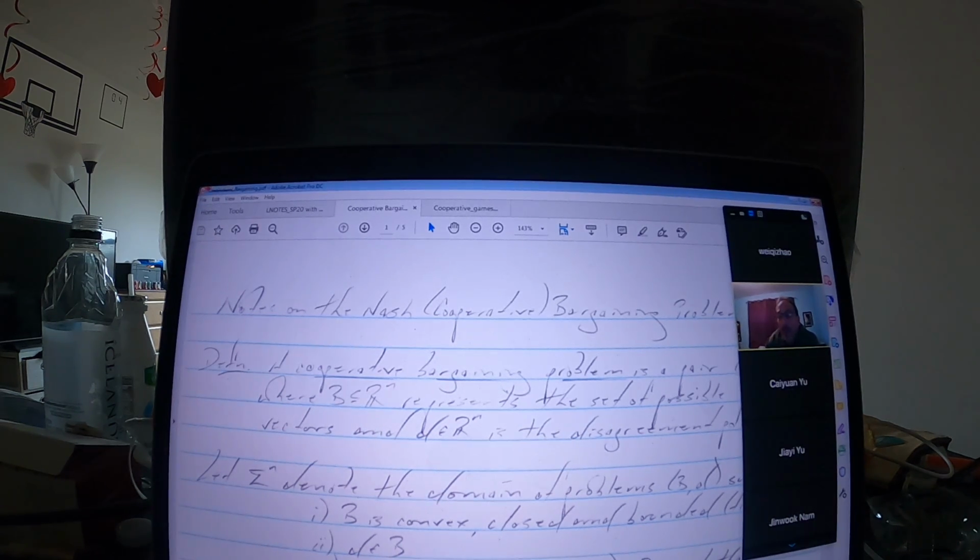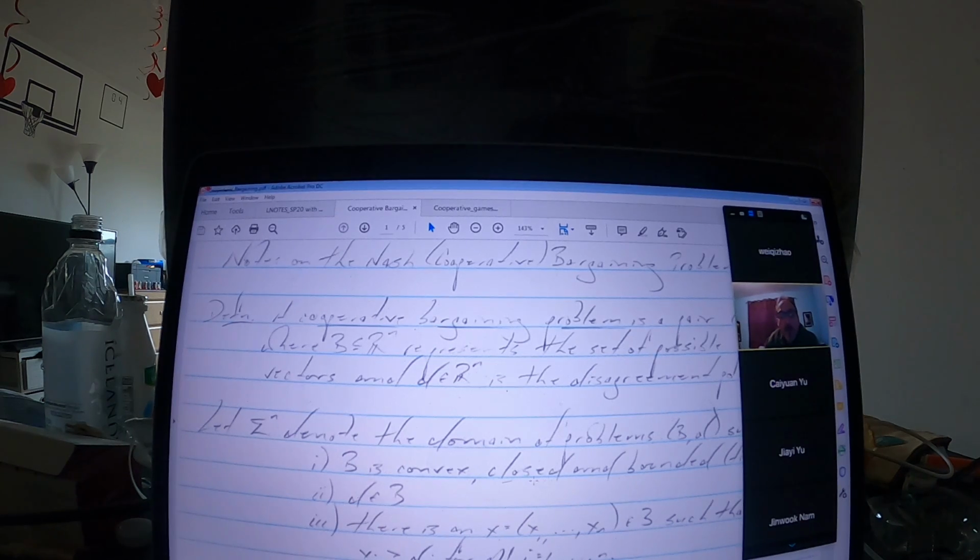So that is a cooperative bargaining problem. And we're going to assume some structure, that we're not going to look at arbitrary problems. We're going to assume that minimally they have the following three properties. First of all, B, you could call this the bargaining set, but that name has been used in a different context. But for our purposes, we might as well refer to this as the bargaining set. So the bargaining set B is assumed to be convex. That means convex, closed, and bounded.